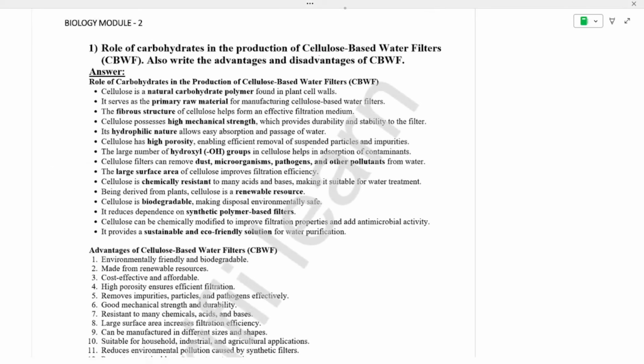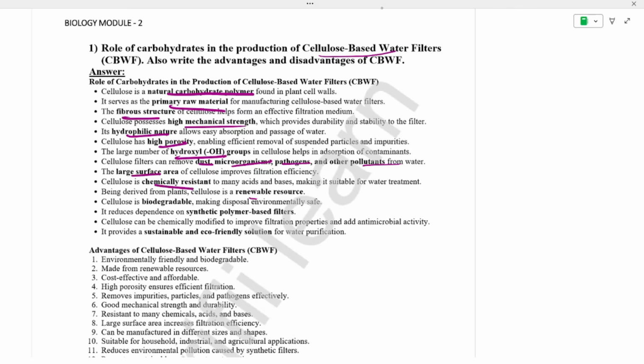It's about the CBWF, that is cellulose based water filter. It is a natural polymer and the primary raw material. It has a fibrous structure and high mechanical strength. It is hydrophilic in nature, has high porosity, and contains hydroxyl groups. It removes dust, microorganisms, pathogens and pollutants from the water. It has a large surface area.